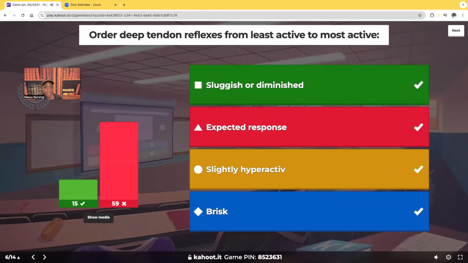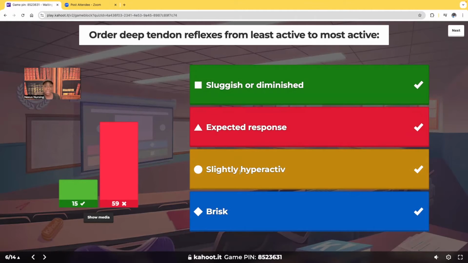Only 15 got this correct. Okay, from least active to most active. I only had 4 slots, so I wasn't able to put the least active, which is 0. That's where there's no response whatsoever. So 0 is no response. And then +1 would be sluggish or diminished. +2, that is your expected response. That is good. That is what we actually want to see.